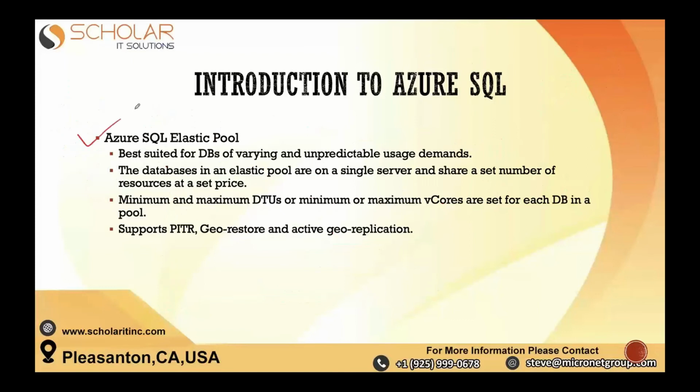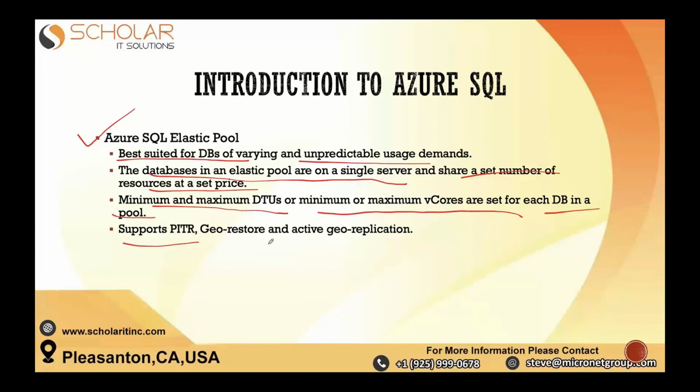Now, Azure SQL Elastic Pool. It's best suited for databases with varying and unpredictable usage demands. We'll see in the next slide what that means. Databases in an Elastic Pool are on a single server and share a set number of resources at a set price. Minimum and maximum DTUs or vCores are set for each database in a pool. It supports PITR, geo-restore, and active geo-replication.